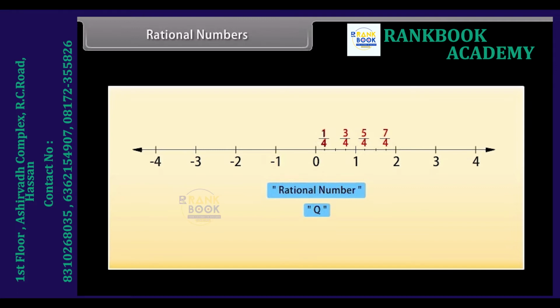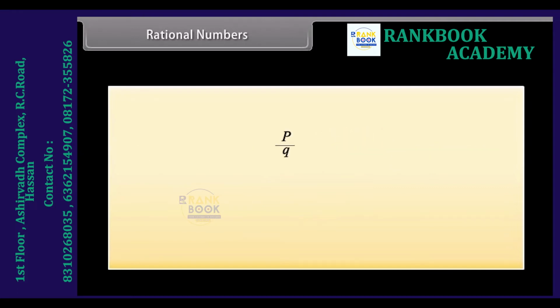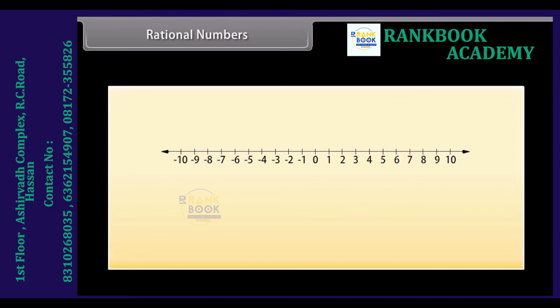Rational numbers are written in the form p/q, where p and q are integers and q is not equal to 0. Is 2 a rational number? Yes, 2 is a rational number because it can be written in the form p/q, and here q is 1, which is not equal to 0. In the same way, 10, -25, etc. are also rational numbers. Therefore, we can say that the rational numbers include natural numbers, whole numbers, and integers.